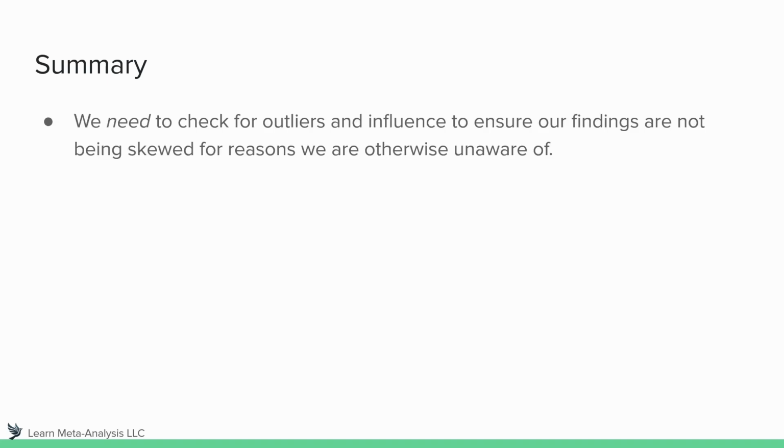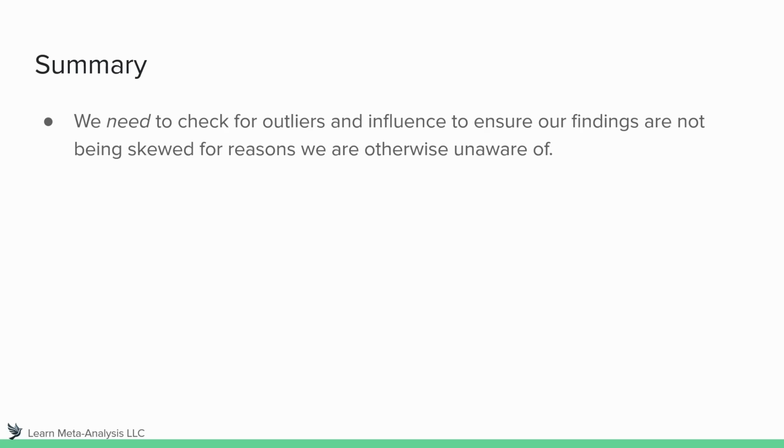So to summarize, we really need to be checking for outliers and influence to ensure our findings are not being skewed for reasons that we're otherwise unaware of. It really bothers me a lot that we don't see outliers and influence talked about more in current papers. I am guessing this is just because it's not necessarily well known how to calculate these things.